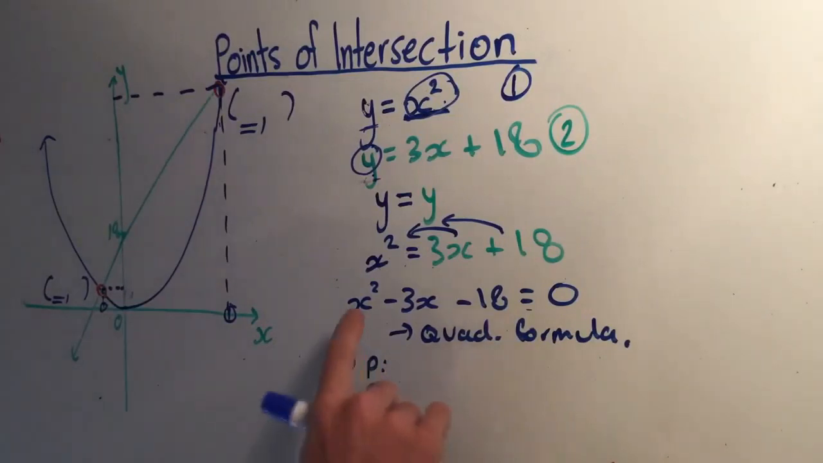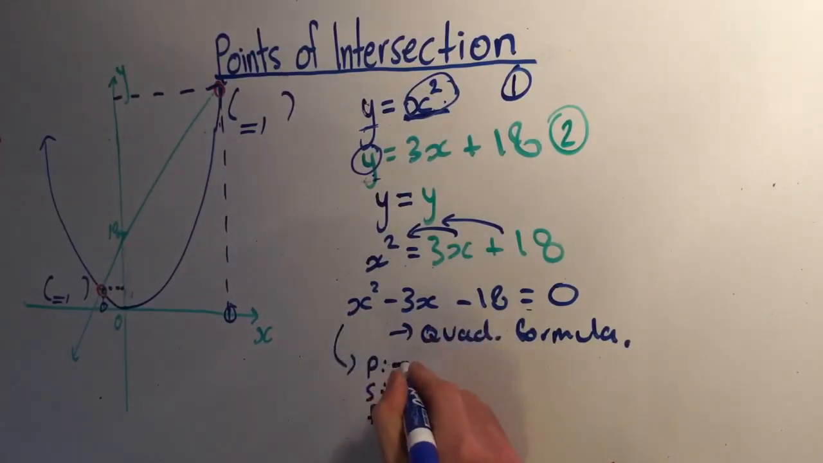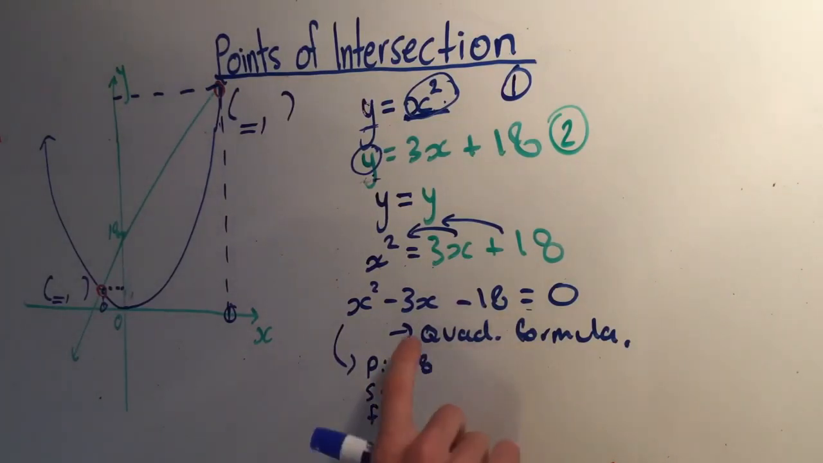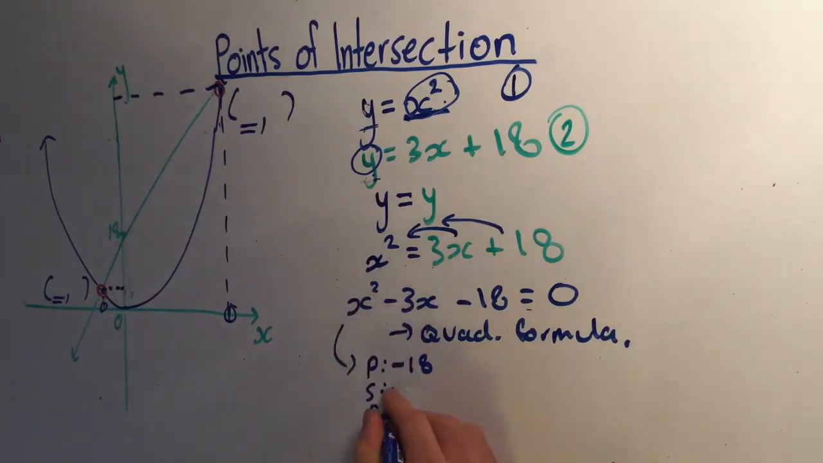Well, when we have a quadratic set like this, the P is the number at the end, including the sign. So that's minus 18. Our S is going to be minus 3. It's the number, including the sign, before the x term. Now I ask myself, what 2 numbers multiply to minus 18 and add or subtract to minus 3?